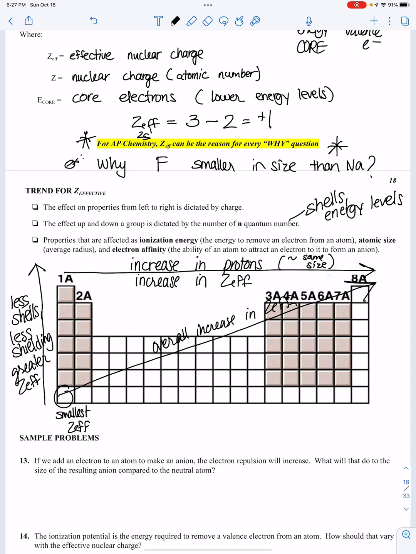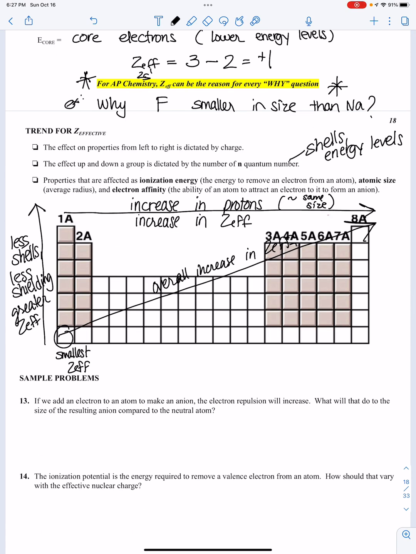Properties that are affected by Z effective: ionization energy, we talked about that vocab in class. That's the energy used to remove an electron. The greater the Z effective, the larger the energy. Atomic size we'll talk about. And also something called electron affinity. We'll talk about that in our next set of videos.